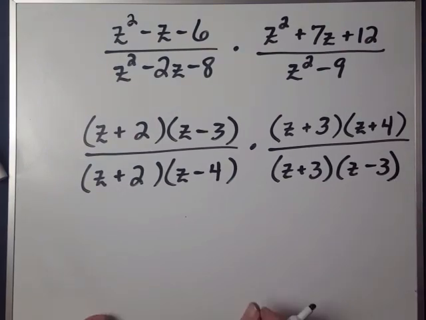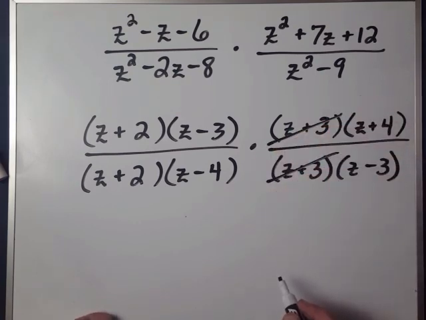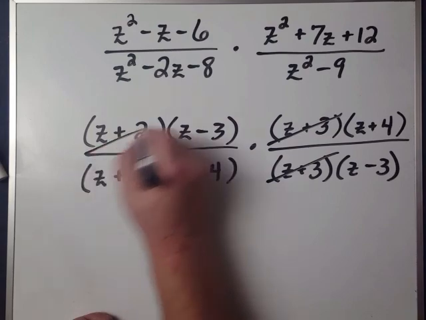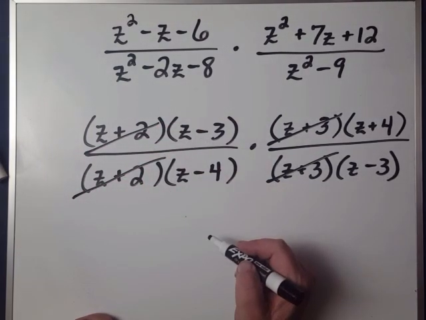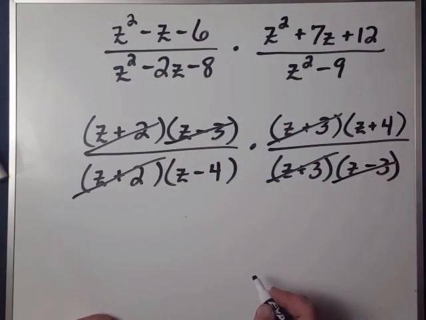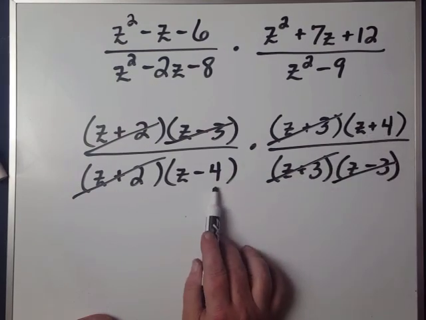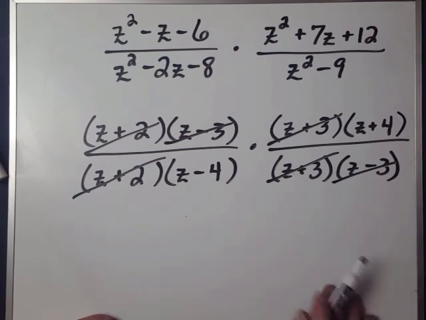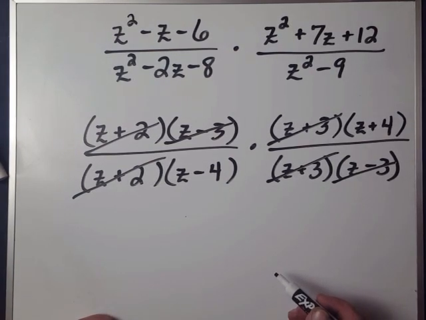We got everything factored. We start canceling. I'm going to get these z plus 3s. They kind of jump out at me being right on top of each other there. These z plus 2s as well. Anything else? Right there. z minus 3, top and bottom. Question. z plus 4, z minus 4. Are those opposites? Because if they are, this whole thing reduces to negative 1. But no, those are not opposites. We talked about that last time.